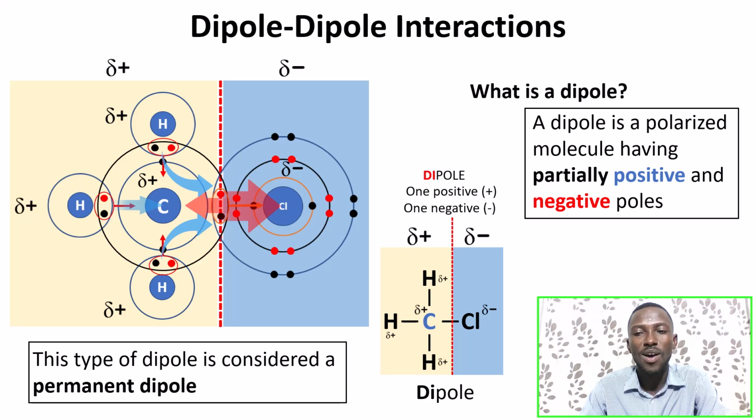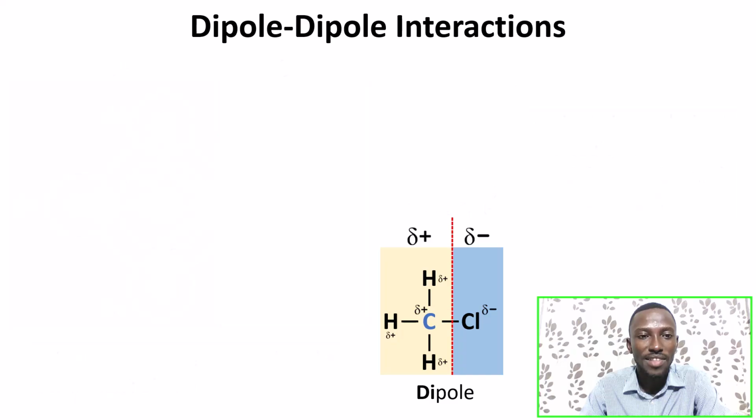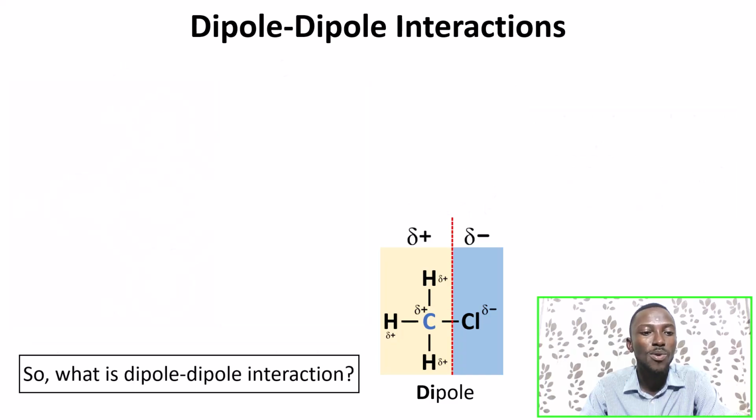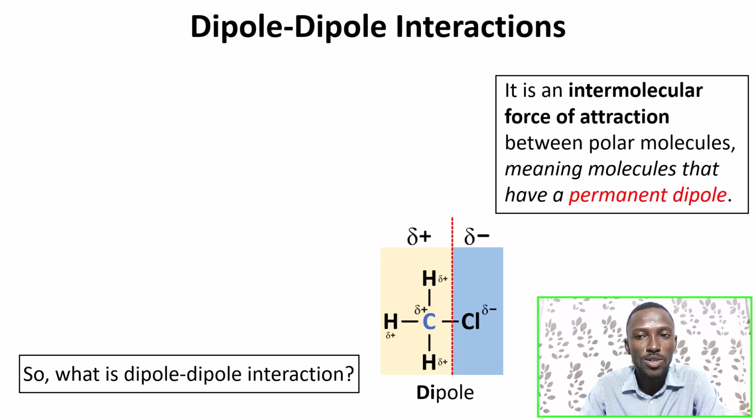Now that we understand what a dipole is and what a permanent dipole is, I think we can now move on to explain what a dipole-dipole interaction is. So what is a dipole-dipole interaction? Now we have chloromethane, which is a dipole molecule. So what is a dipole-dipole interaction?